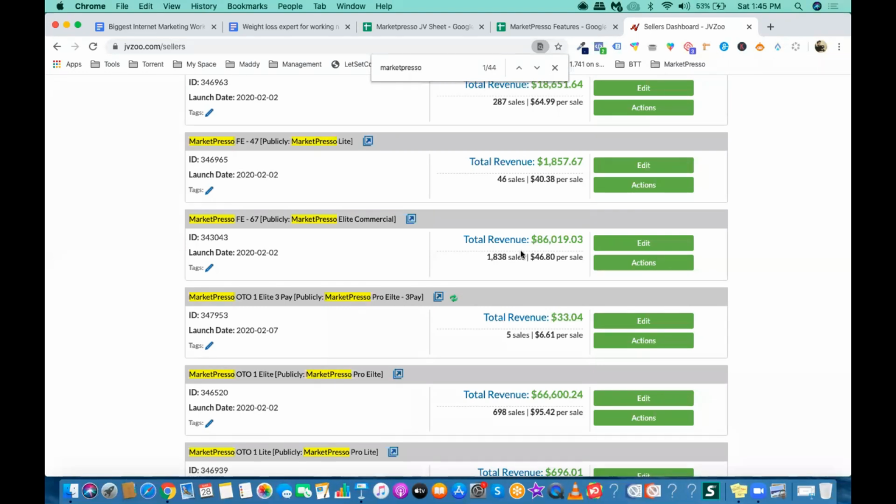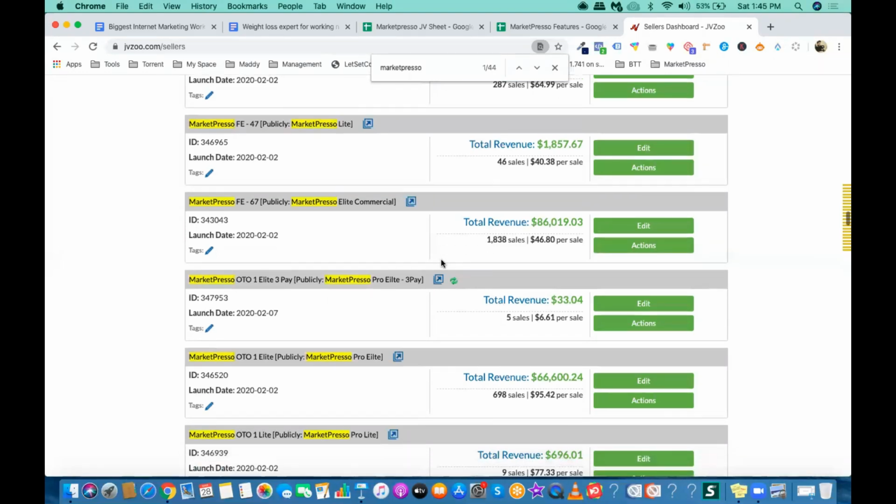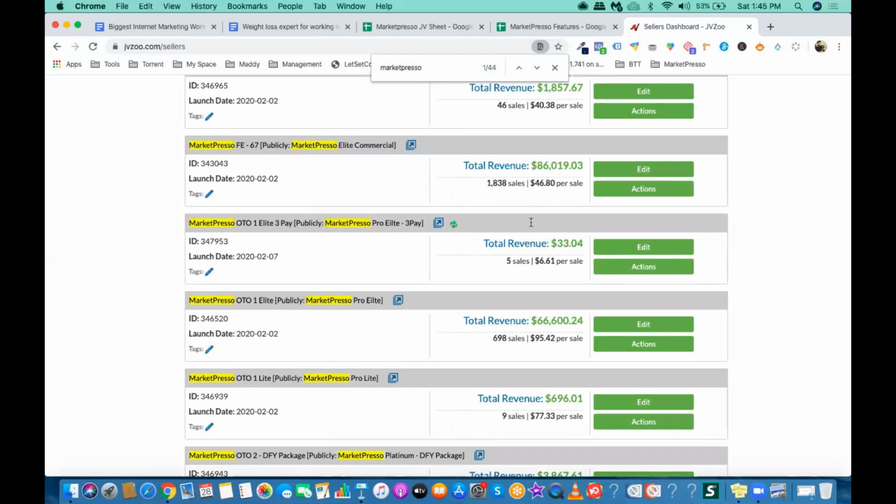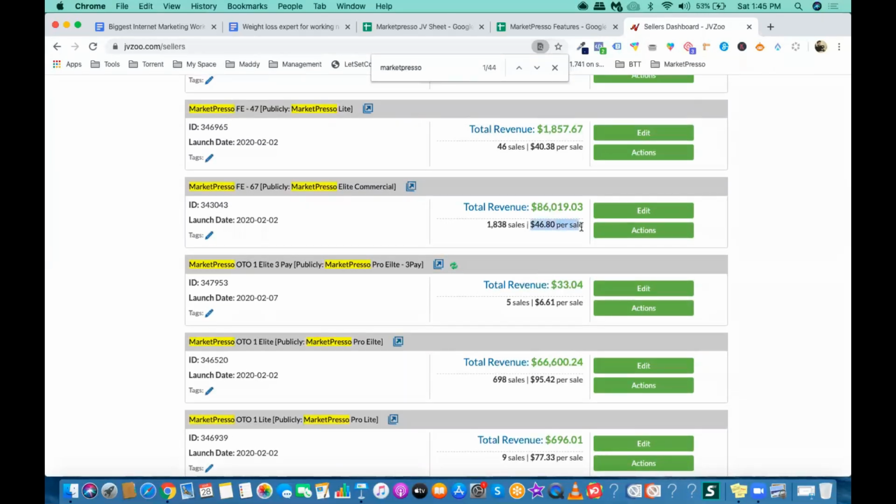Now let's have a look at Marketpresso OTO1. What is the average value of the front end? Come on, be quick. $47, right? Everybody with me?